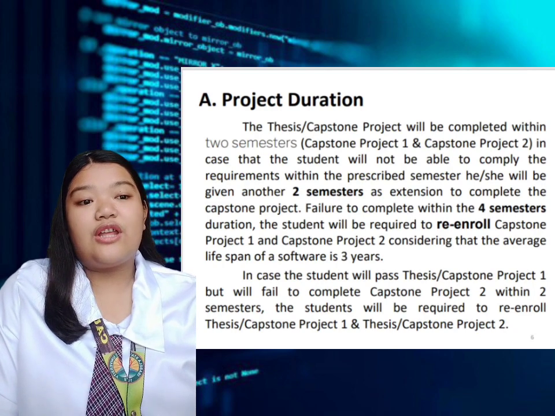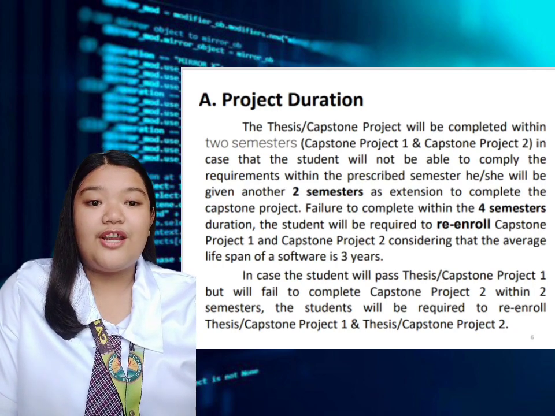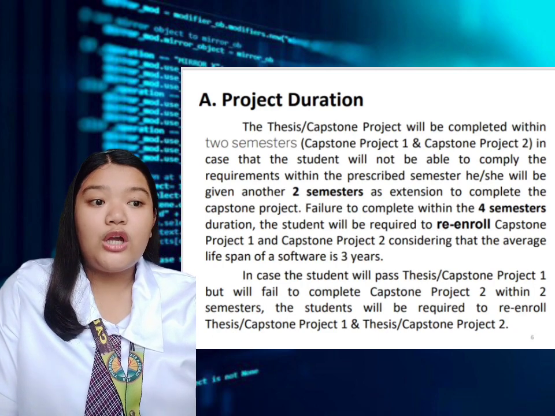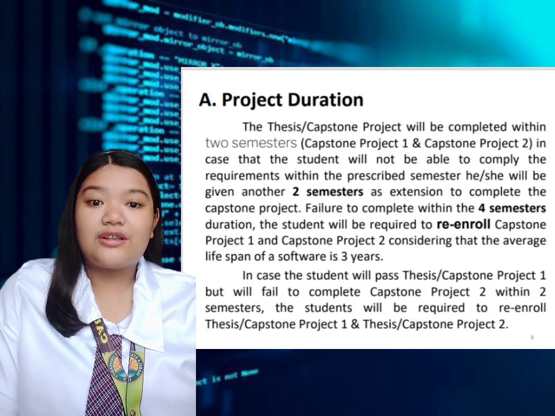In case the student will pass thesis or Capstone Project 1 but will fail to complete Capstone Project 2 within 2 semesters, the student will be required to re-enroll thesis or Capstone Project 1 and thesis or Capstone Project 2.